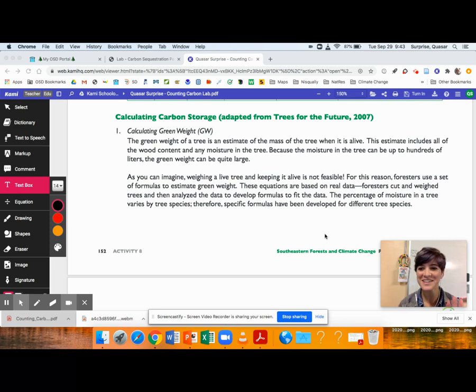Okay, seriously, this is the last video for this lab. The whole point of this was to figure out how much carbon is actually stored in a single tree. So now we're going to be calculating that carbon storage.